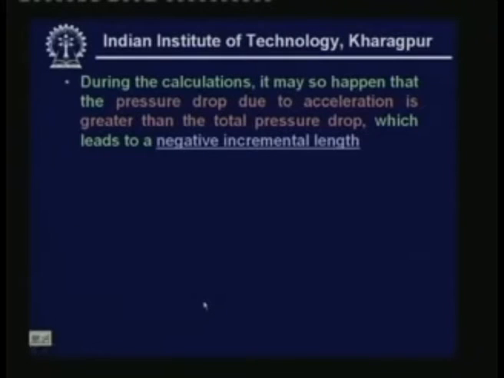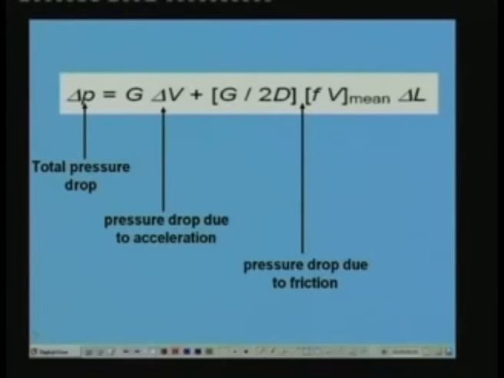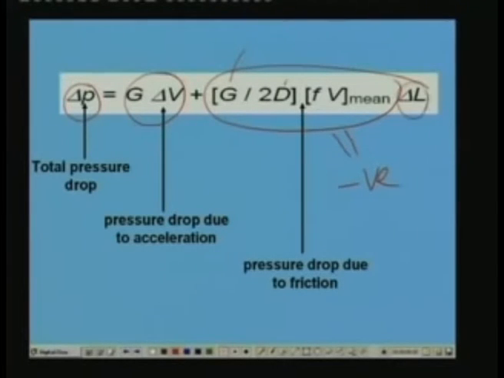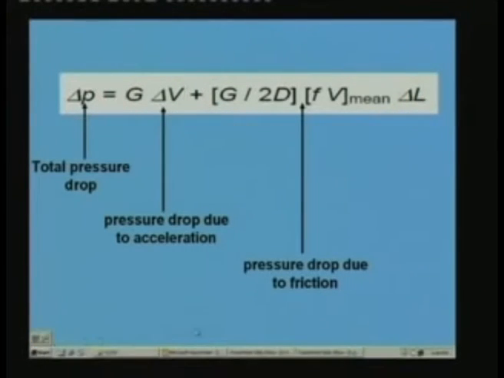Now during the calculations, it may so happen that the pressure drop due to acceleration is greater than the total pressure drop. There are some circumstances under which this will happen. This leads to a negative incremental length. That means under certain circumstances this quantity will be greater than this. But this equation must be satisfied always, and this quantity being greater than this means this has to be negative. G cannot be negative, D cannot be negative, f and v cannot be negative. So the only possibility is delta L has got to be negative. That means the incremental length becomes negative. This actually has no meaning.